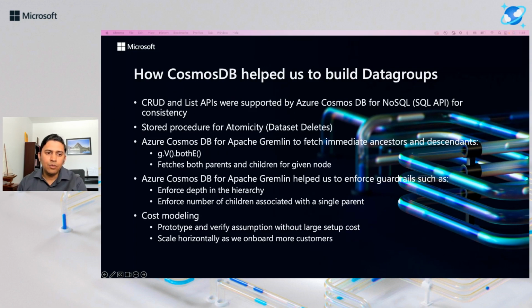The Azure Cosmos DB for Apache Gremlin was very helpful in simplifying how we fetch the most immediate ancestors and descendants for a given data group. As you recall, this was one of the requirements, that for each read operation, we should return most immediate parent and children for a given data group.